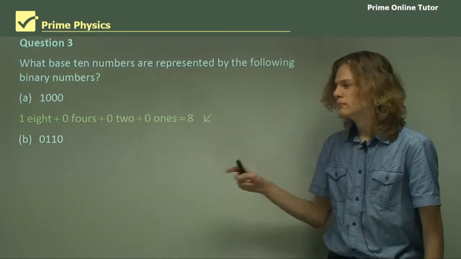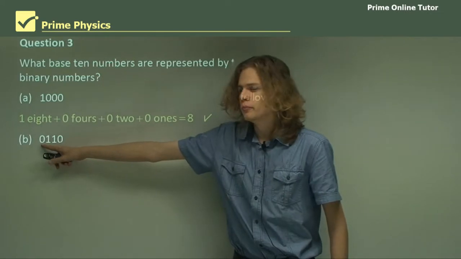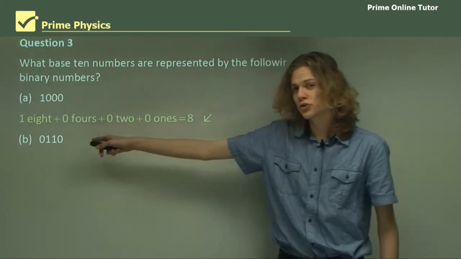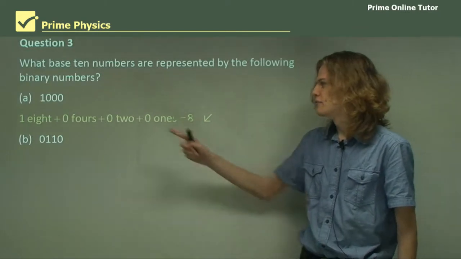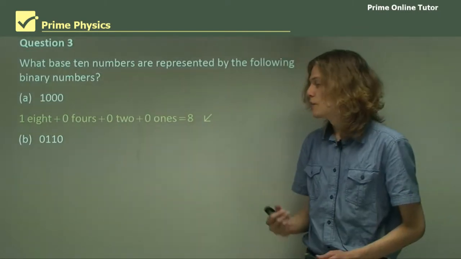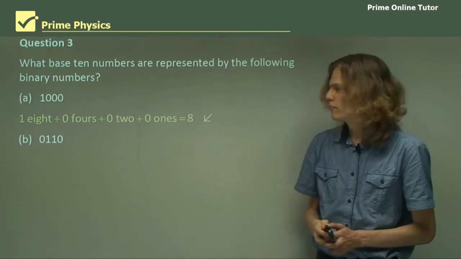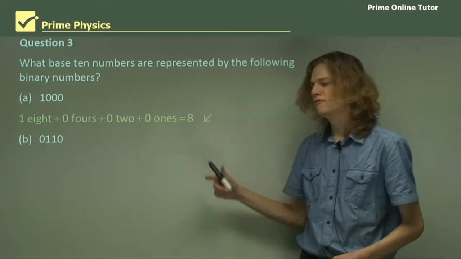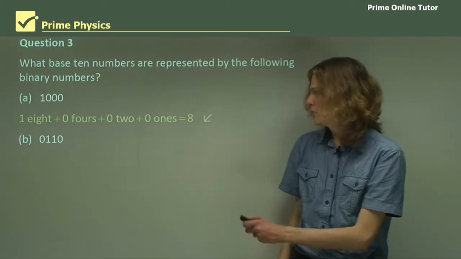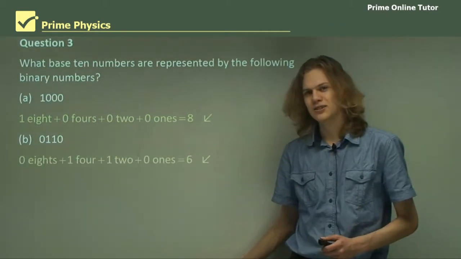So once again, we have the 8s column, the 4s column, the 2s column, and the 1s column. So how many 8s do we have? Well, 0. How many 4s do we have? 1. How many 2s do we have? Also 1. How many 1s do we have? None. So add them up, and we'll get 6.